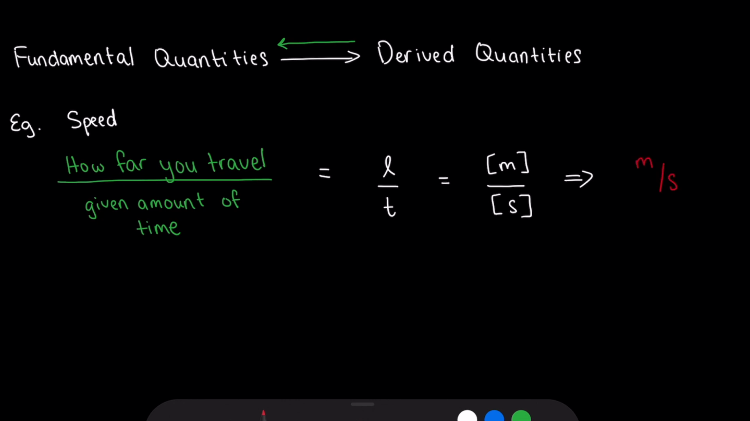So let's pause there for a second. We just took 2 fundamental quantities, length and time, and we combined them to get our derived quantity. That's basically the whole idea.